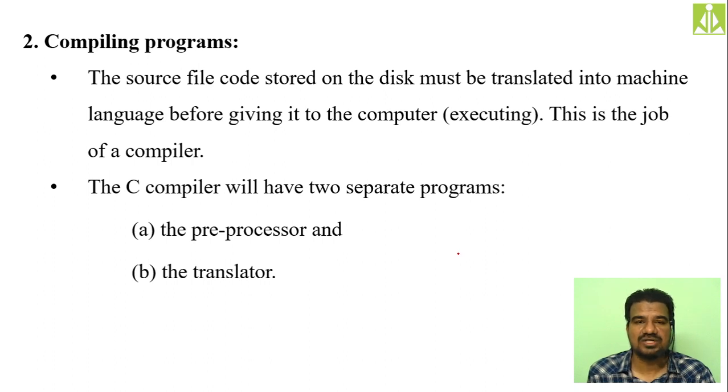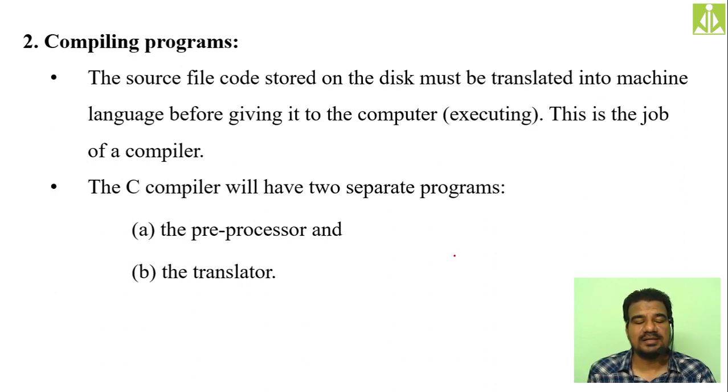Who will do this conversion process, this translation process? Your compiler. Many times we discussed this in our previous session. So your compiler compiles the source code into machine language code. Okay, the C compiler will have two separate programs. Don't think that compiler is a hardware component or something. Compiler is a software program only. It is nothing but a computer program only.